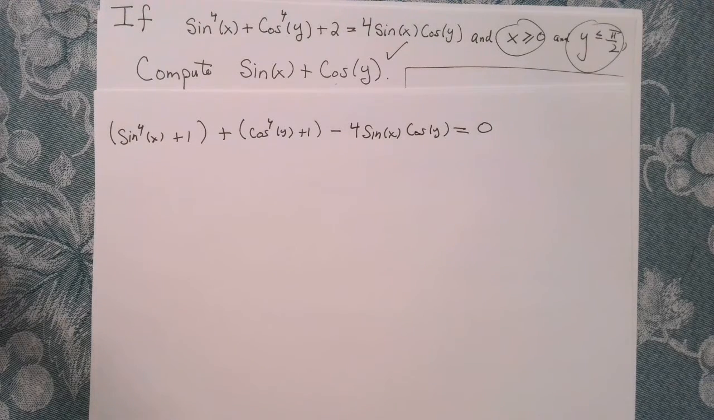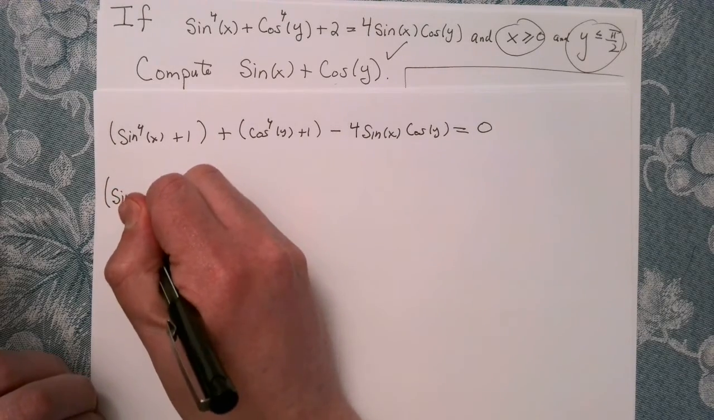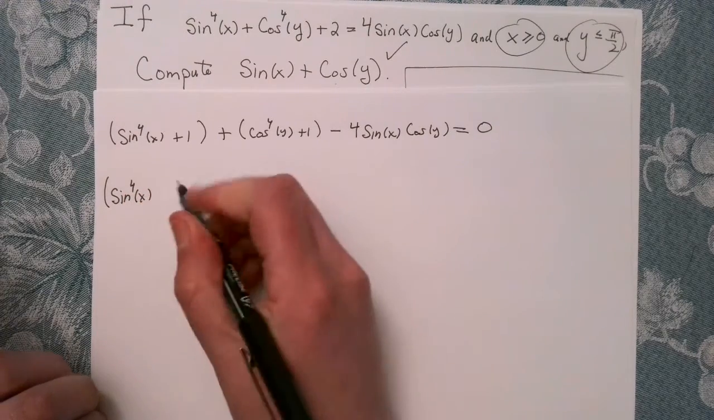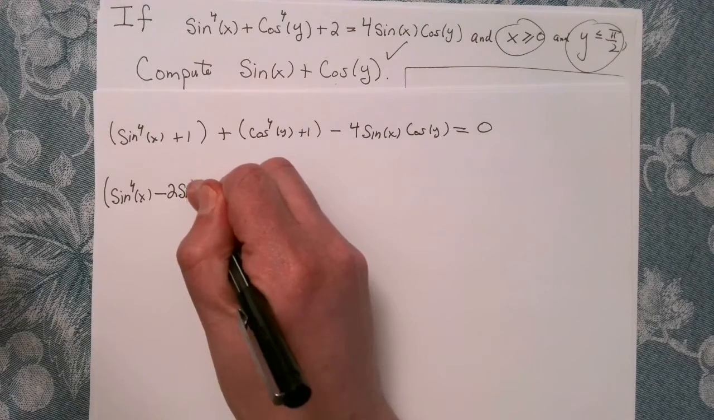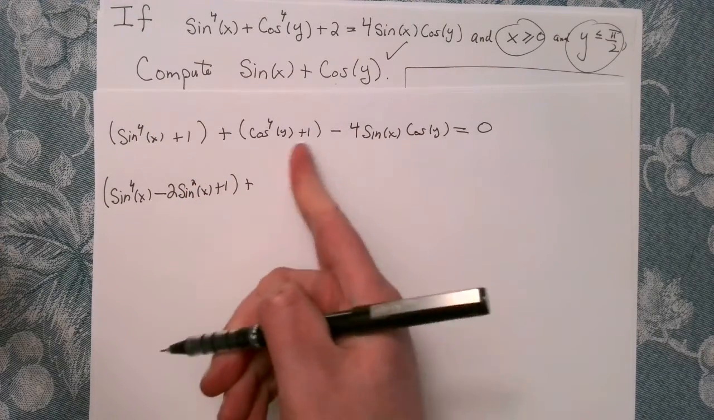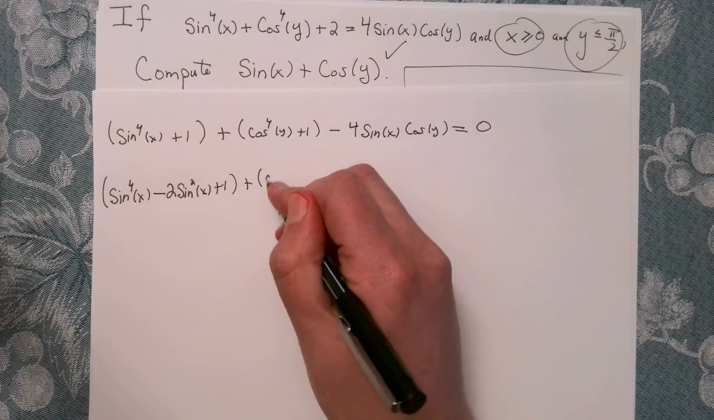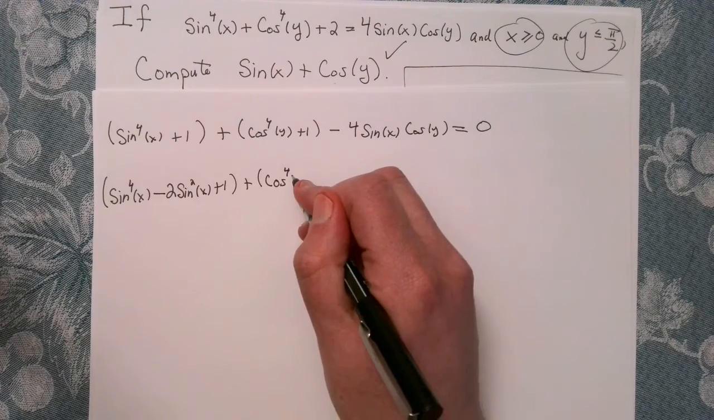So the next thing I want to do is use auxiliary terms. That's when we add and subtract a quantity. It's essentially a useful form of 0, and that's going to allow us to do some clever algebra. So here let's go ahead and subtract 2 sine squared of x. And then right here in this parenthesis, let's go ahead and subtract 2 cosine squared of y.